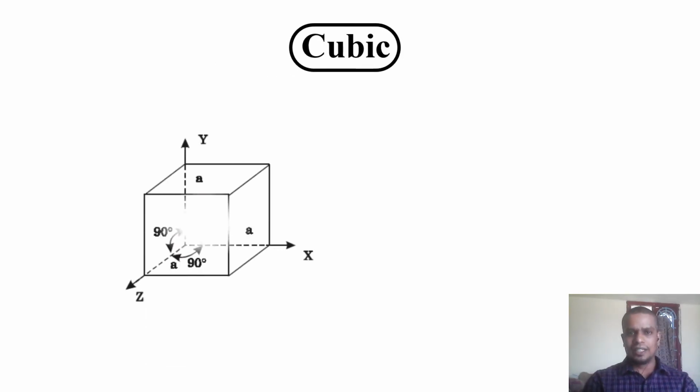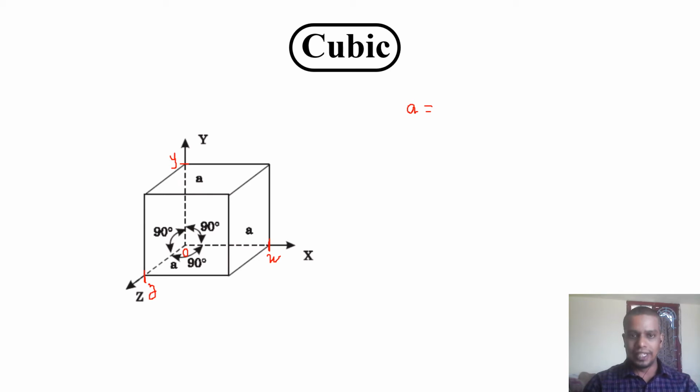Here I have given the cubical system in the diagram. Look at the cubical system. Cube, already we know from mathematics how we can define the cube: all the sides are equal. If you look at the intercepts, the cube is intersecting the x axis here, y axis here, z axis here. This is the origin, and this point is small x, this point is small y, this point is small z.